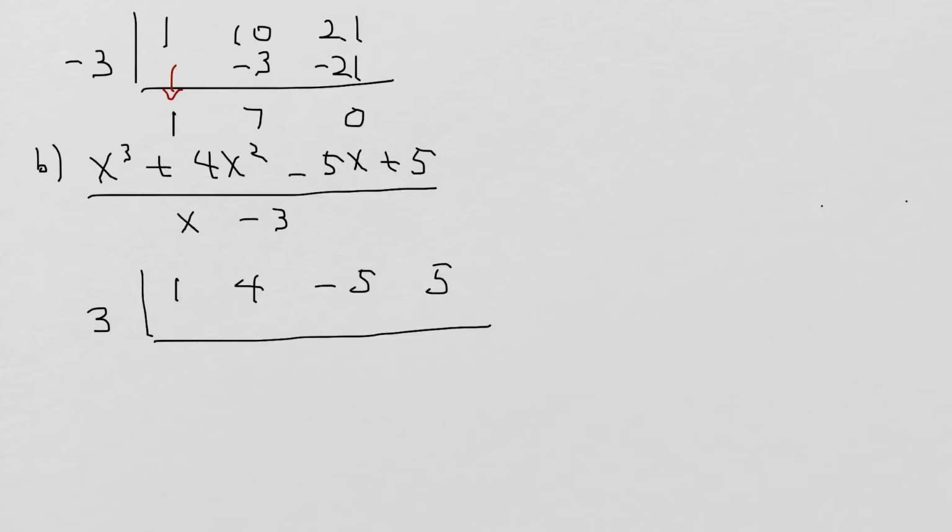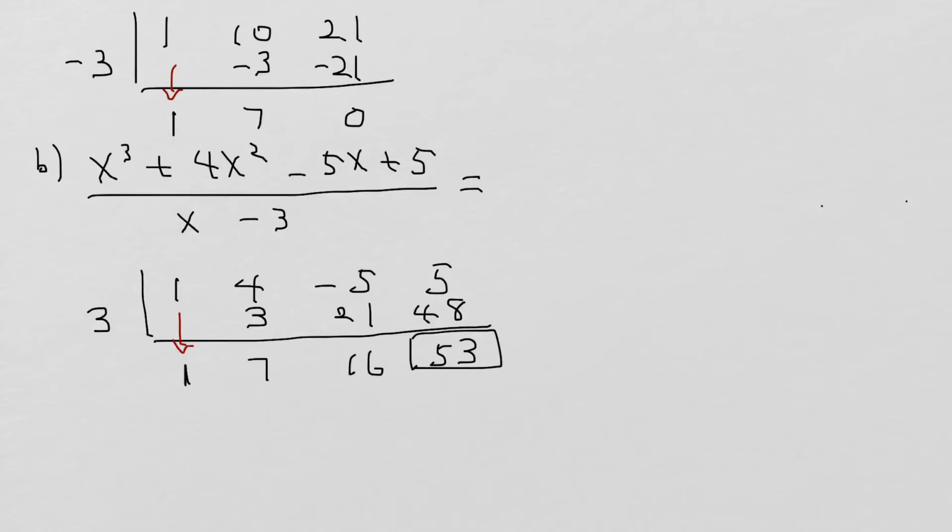You again bring the first number straight down because you need a number to multiply. Let's bring down 1 first. And 1 times 3 is 3. Adding 4 and 3, you get 7. 3 times 7 is 21. Added to negative 5, you get 16. And 16 times 3 is 48. Add these two numbers, you get 53. So your remainder is going to be 53.